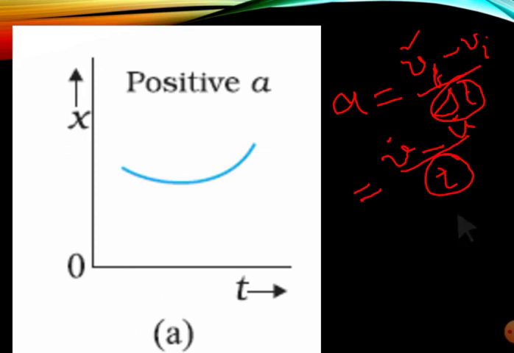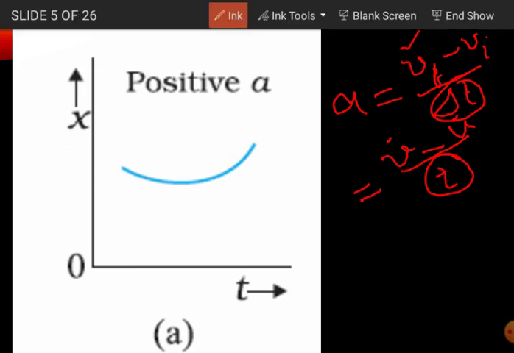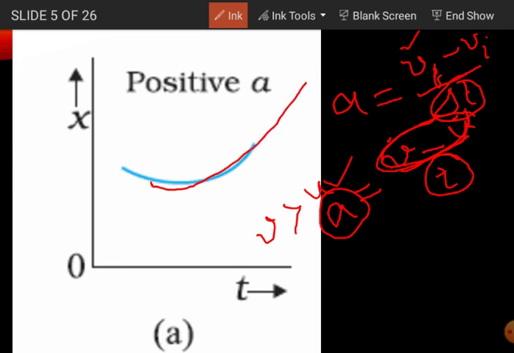Now if your final velocity is greater than the initial velocity, if your v is greater than your initial velocity, naturally this numerator will be positive. As time does not have any negative quantity, if this numerator is positive, then your acceleration will also be positive, right? So if the final velocity is more than the initial velocity, the velocity or the speed of the object will keep on increasing. Then the distance time graph for such motion, where the velocity keeps on increasing, will be curved upward like this.